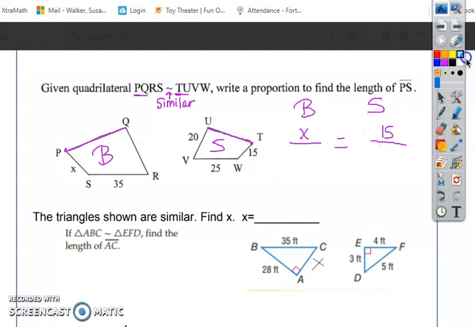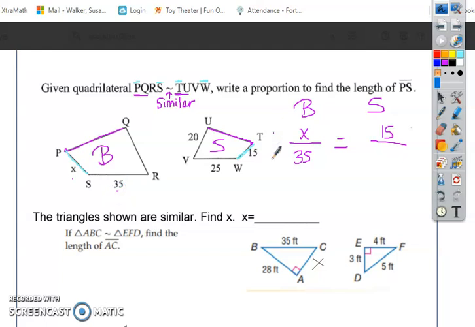But if I don't know, I'm going to look up here. PS, that's the first and the last. That has to match with the first and the last, TW. Well, look right there, TW. Those match, those correspond. Okay, now I'm coming back over here and looking at my big shape, I only have one more value, and that's 35. So that goes on the big shape. Okay, so x and 35, x and 35.